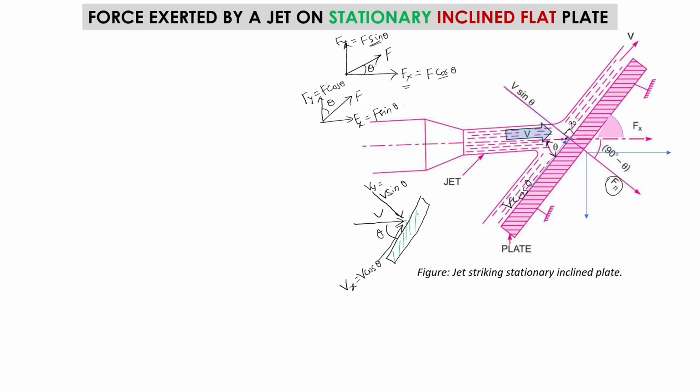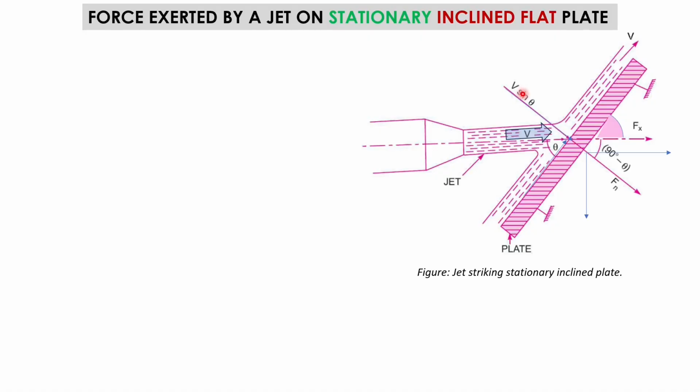So this is the inclined plate, and the inclination angle is theta with the direction of the jet. As this v sin theta is there, now you can find the force. This v sin theta is the component of the velocity which is acting in the direction normal to the inclined flat plate, right? This Fn I'm talking about. This is the force, and this is the velocity that is causing the force.